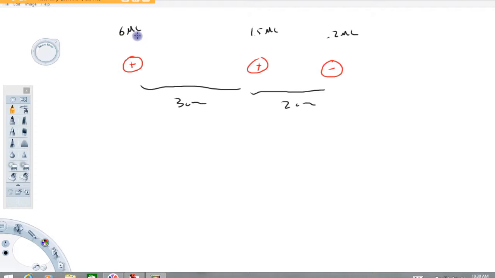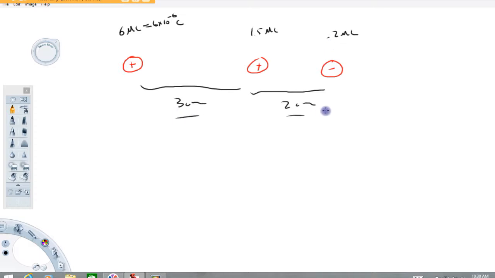Like this 6, this symbol means micro, and micro means 10 to the minus 6. So this numerical value is 6 times 10 to the minus 6 coulombs. Same thing here. This guy is 1.5 times 10 to the minus 6. This guy is minus 2 times 10 to the minus 6 coulombs. A couple distances given in the problem, 3 centimeters, 2 centimeters.